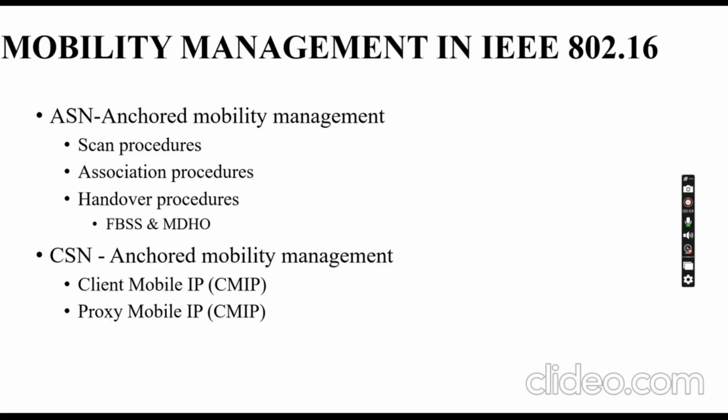Initially, 802.16 was developed to focus only on fixed broadband access. Later on, it was enhanced to support mobility access also. In that, mobility management plays a crucial role in order to give mobile access to all the mobile users. Here in mobility management, there are two types: one is ASN anchored mobility management, and the other one is CSN anchored mobility management. We will see it one by one.